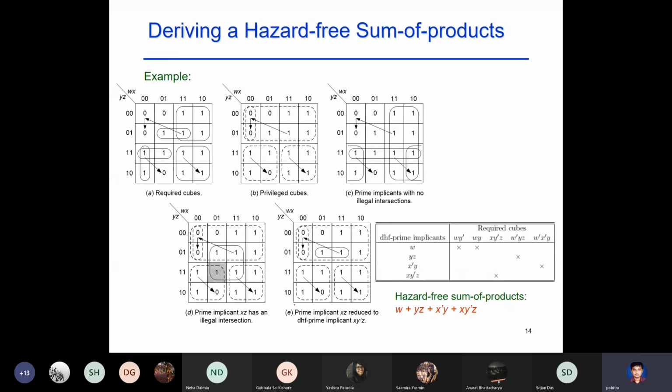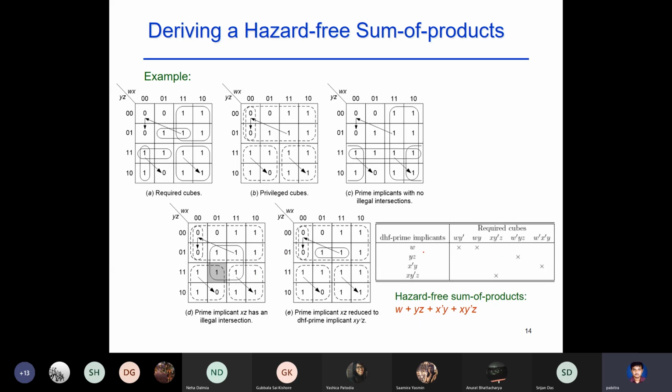This is an example where you have an illegal intersection. So what we do is take the prime implicants with no illegal intersection, and from those we find the dynamic hazard-free prime implicants. So these are the dynamic hazard-free prime implicants. You just overlay this on this and you can find this.